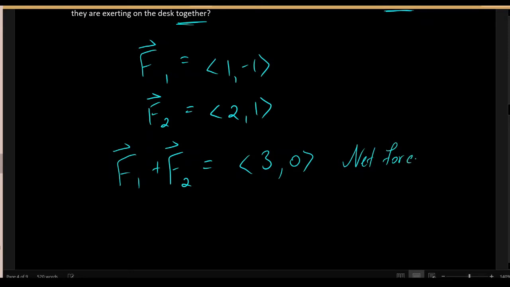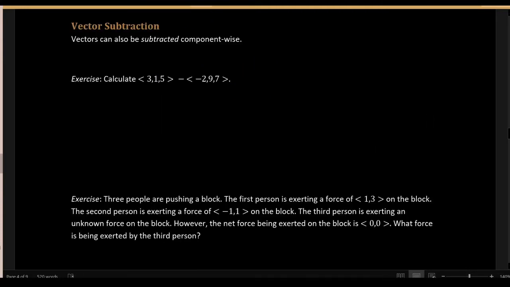And this confirms our intuition that these two people working together will successfully push the desk in the positive x direction, but the force that they are exerting in the y direction cancels out. Now, as soon as you have addition of vectors, you have subtraction of vectors, because subtraction is just addition backward. And just like addition, vectors can be subtracted component-wise. Subtract the y components and subtract the z components separately.